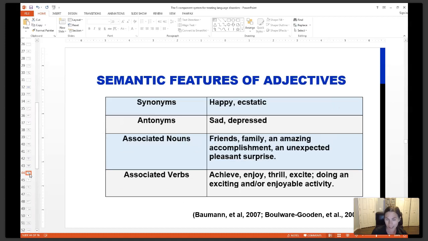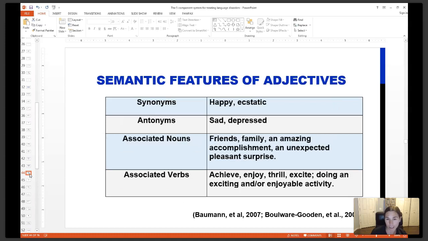Now, if you're doing this, you don't always have to do the guessing game like I'm doing right now. But if you are with a word like this, where there's a lot of possibilities, obviously having some multiple choices might be a good idea. So let's see what we come up with. So it means the same as happy and ecstatic. It's the opposite of being sad and depressed. And we might feel this way when we're around friends, family, or when we make an amazing accomplishment, or when we have an unexpected pleasant surprise.